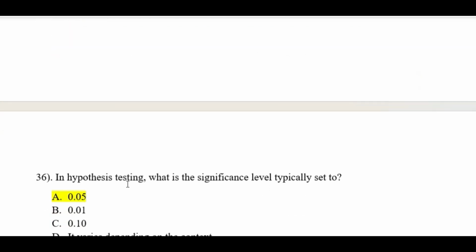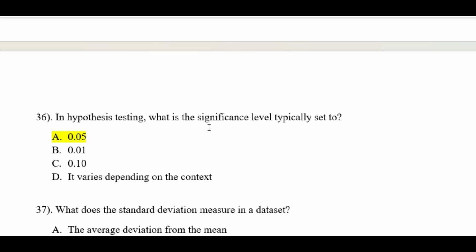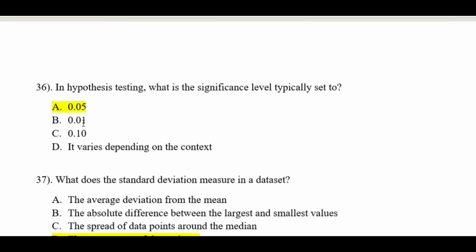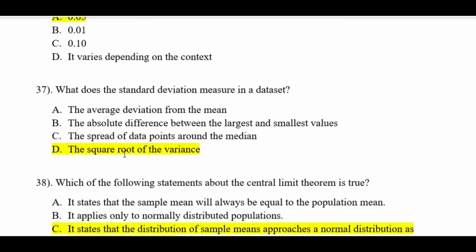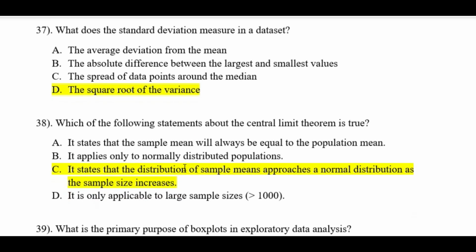In hypothesis testing, what is the significance level typically set to 5%? That is 0.05. What does the standard deviation measure in a data set? It is the square root of a variance.